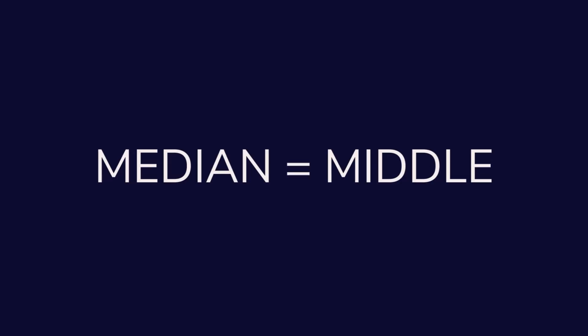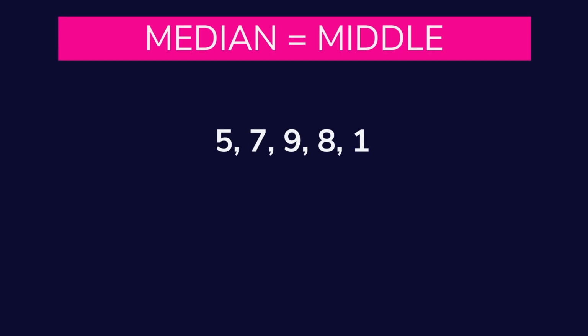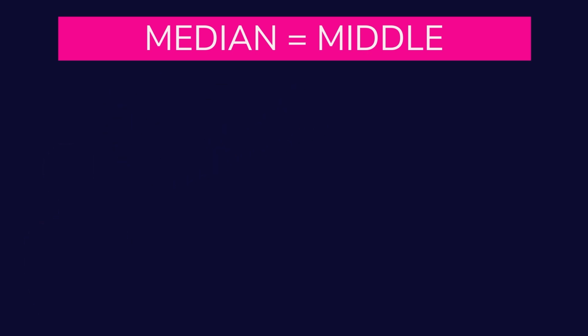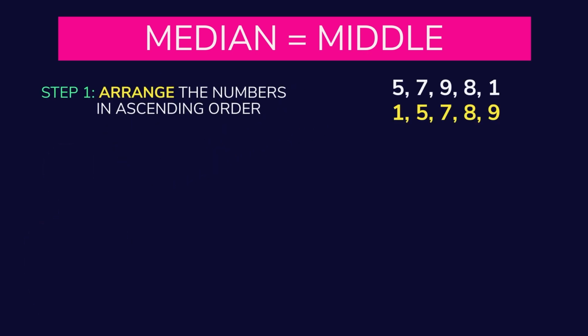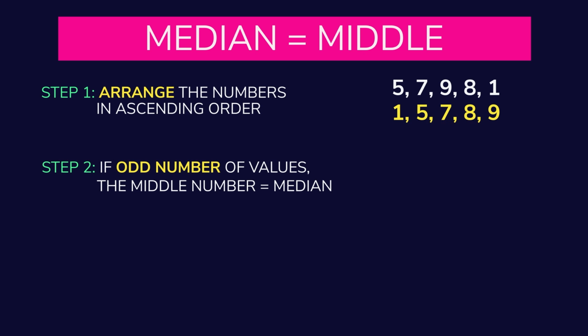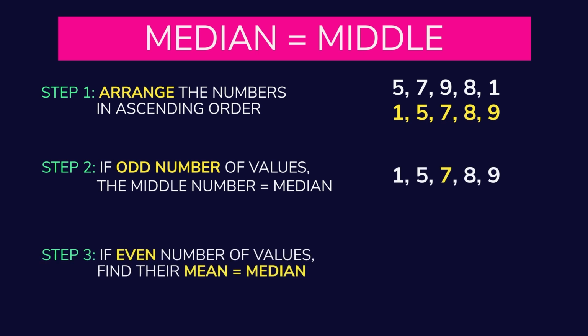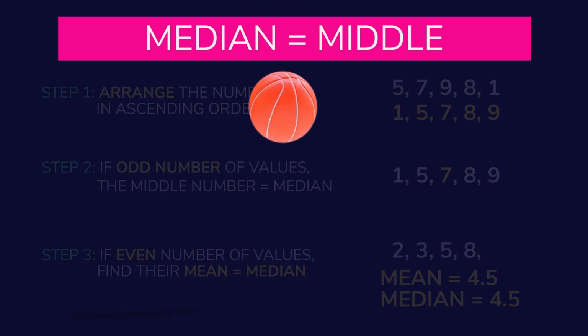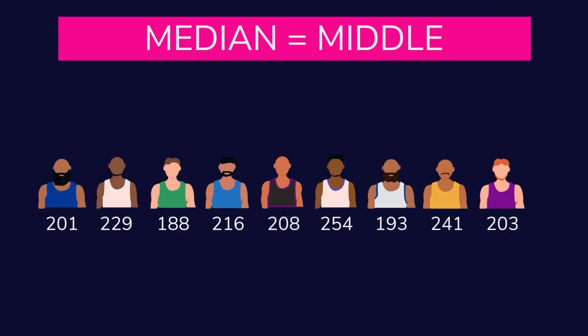The median, better known as the middle number, is all about finding the middle value in a data set. Imagine lining up your numbers from smallest to largest and picking the one right in the center. How do we find the median? Step 1. Arrange the numbers in ascending order. Step 2. If there's an odd number of values, the middle number is the median. Step 3. If there's an even number of values, take the two middle numbers, find their mean, and that's the median.